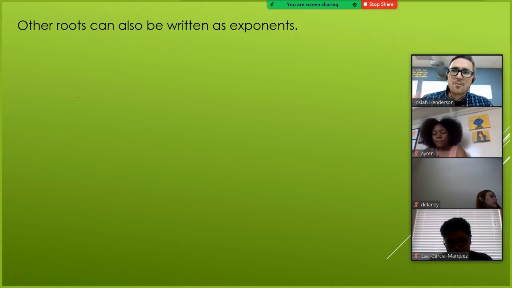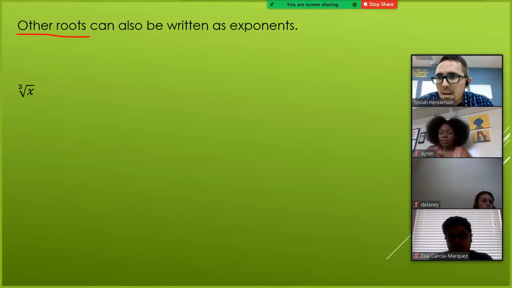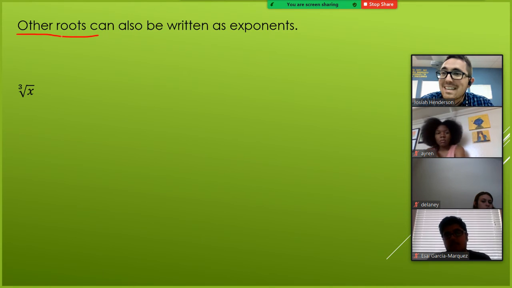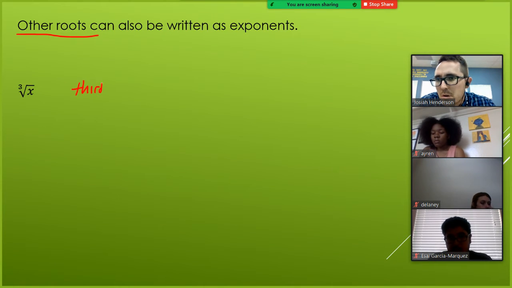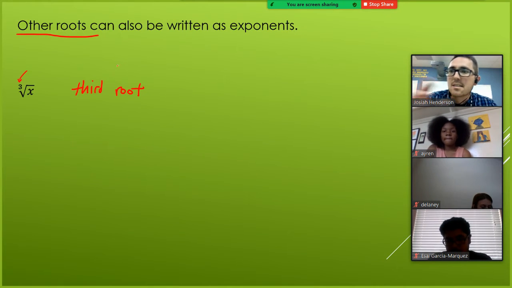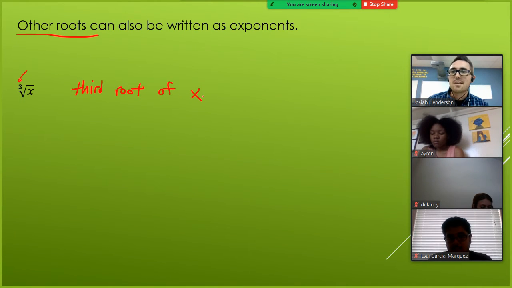Now, we're going to bump this up a level in complexity. So stick with me, and if you have any questions, interrupt and tell me, please. I want to hear. So other roots can also be written as exponents. This may be the first time you're hearing or seeing about other roots at all. So far, we've only really talked about the square root. But what about this case here? This is pronounced the third root, because we have that little 3 telling us it's the third root of whatever's inside the box of x. So we would say the third root of x.